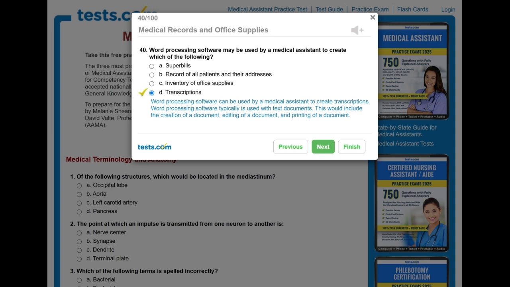Word processing software typically is used with text documents. This would include the creation of a document, editing of a document, and printing of a document.